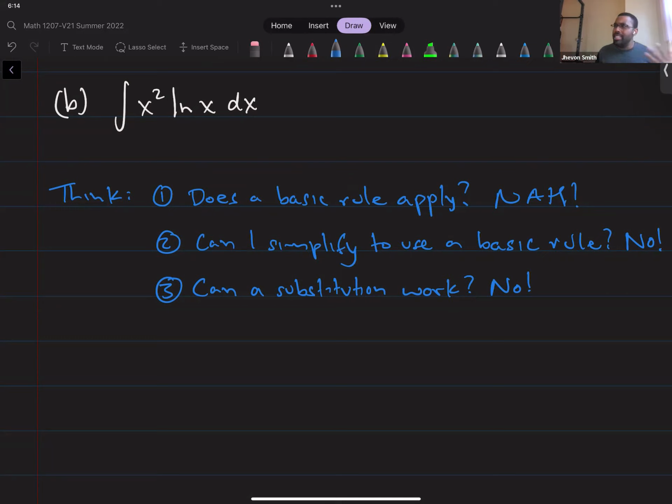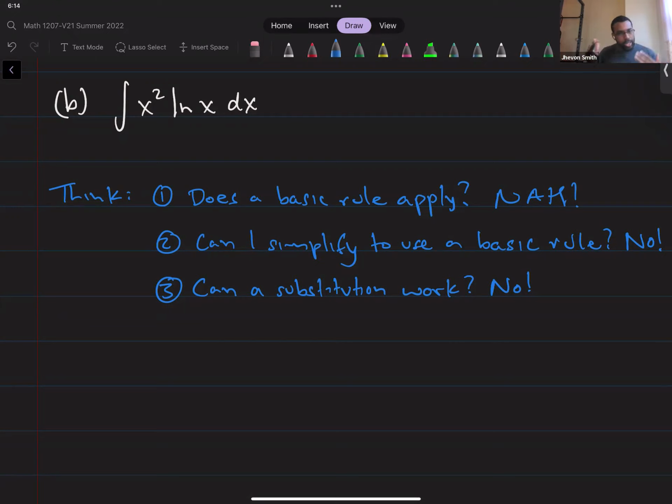And even if my du is 2x dx, what am I going to do with that ln? That doesn't really mean anything. If I say u equals x squared, ln x is going to be some crazy exponential with maybe a radical in it. No, that's not going to work out. If I make u equals ln x, the du is going to be 1 over x dx. Okay, so what am I going to do with the x squared?